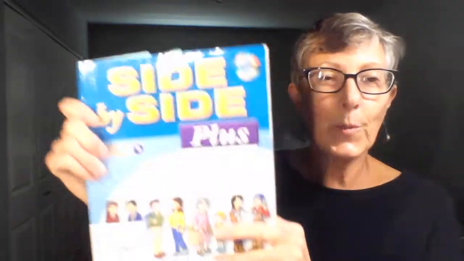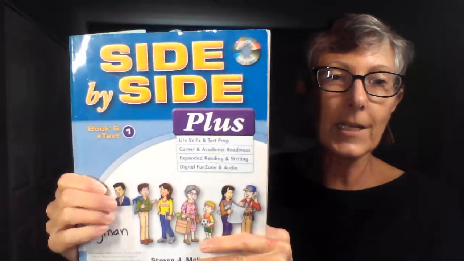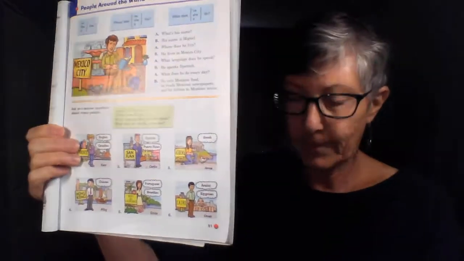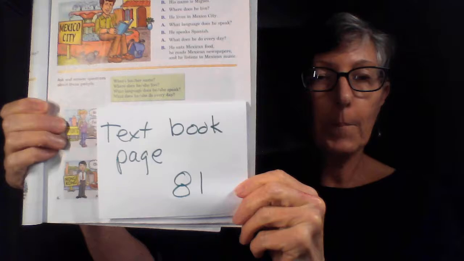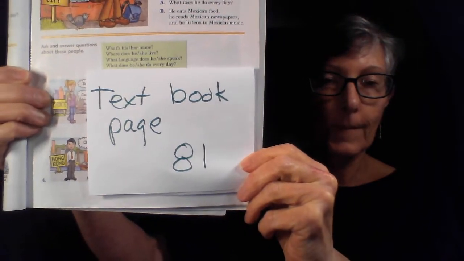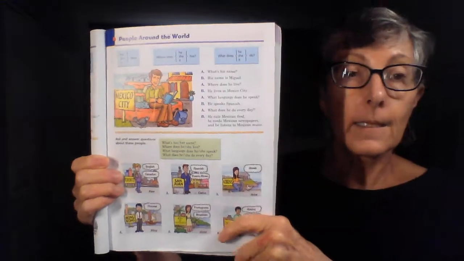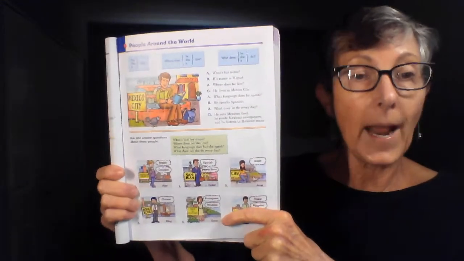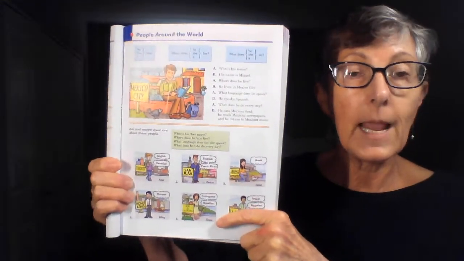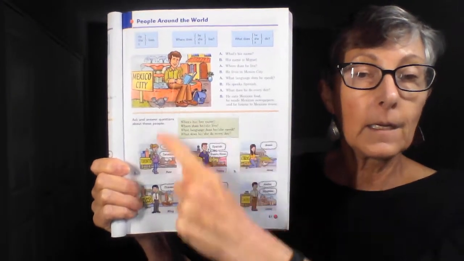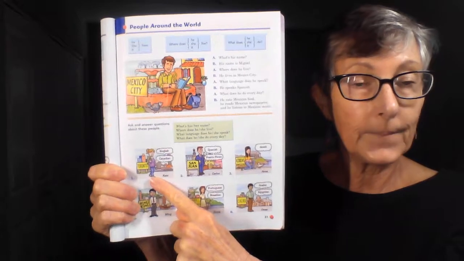Okay, my wonderful students, we are in our textbook, on page 81. We are practicing the simple present tense, and the subject is going to be he and she.